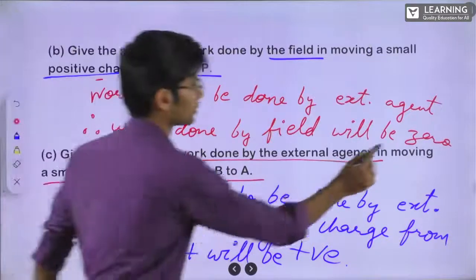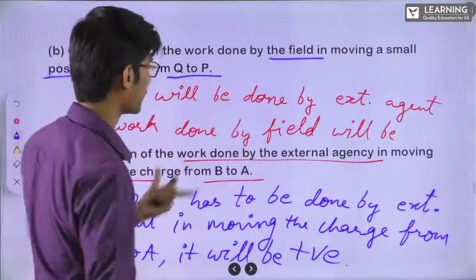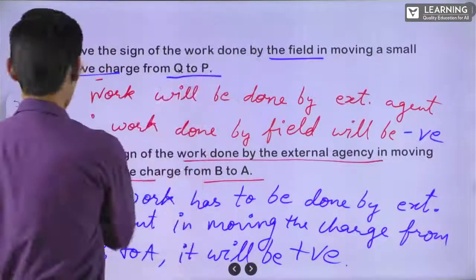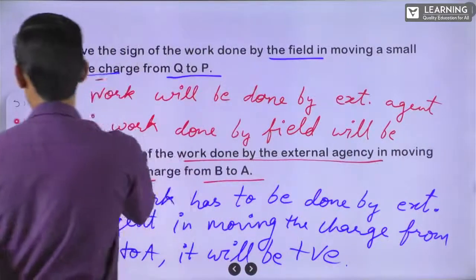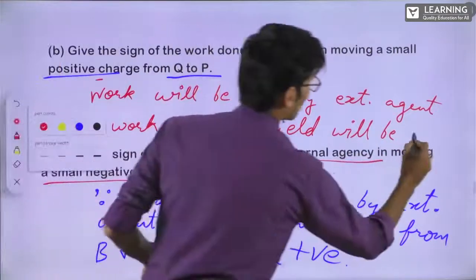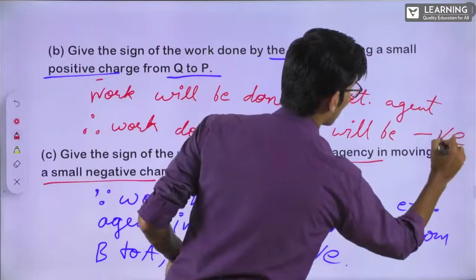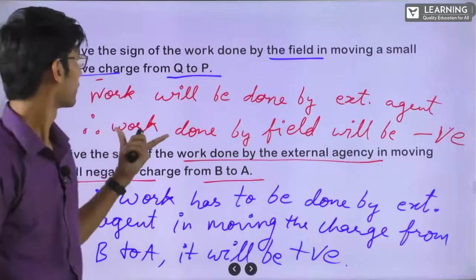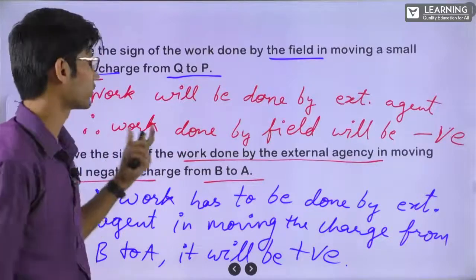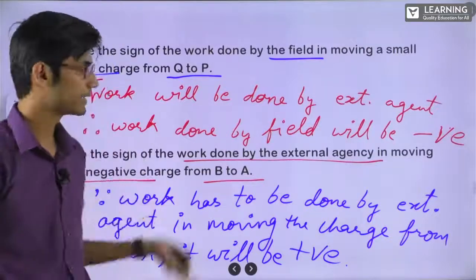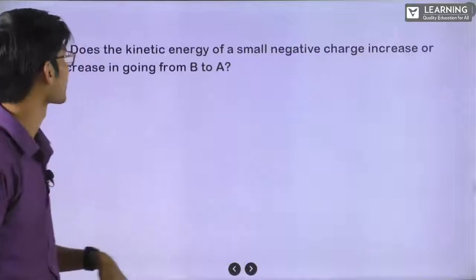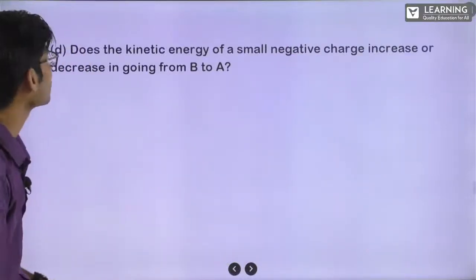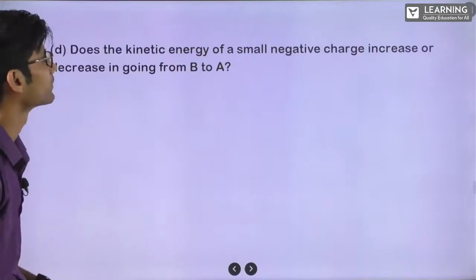This is not 0 what I have written. Work done by the field will be negative. Sorry. Okay. Work will be done by external agent, therefore work done by field will be negative. Clear? Next. Does the kinetic energy of a small negative charge increase or decrease in going from B to A?